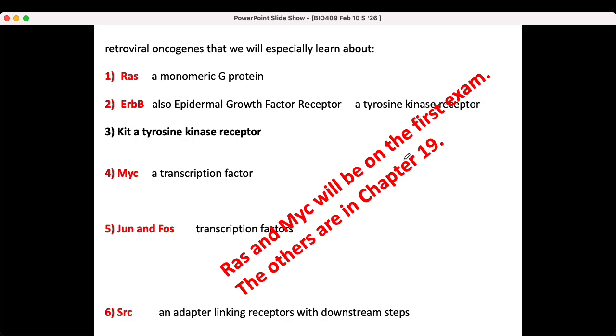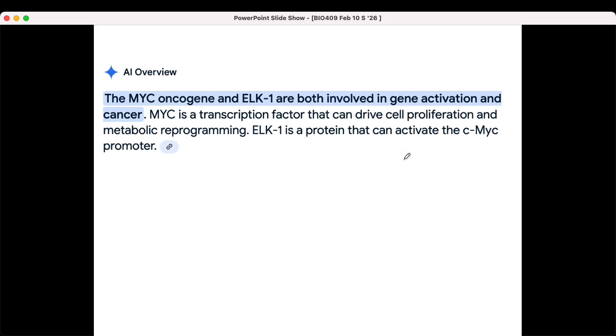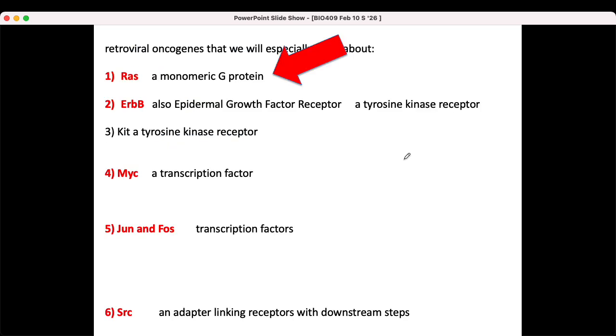And remember, for our first exam, we're just dealing with 2 of these, and they're here for us now in this chapter. So we've arrived at a lot of stuff that we've been leading into, the MYC oncogene and ELK1, both involved in gene activation and cancer. Just an AI overview. So we already know some of this chapter, and we have to get rock solid on that, and then build up from there.